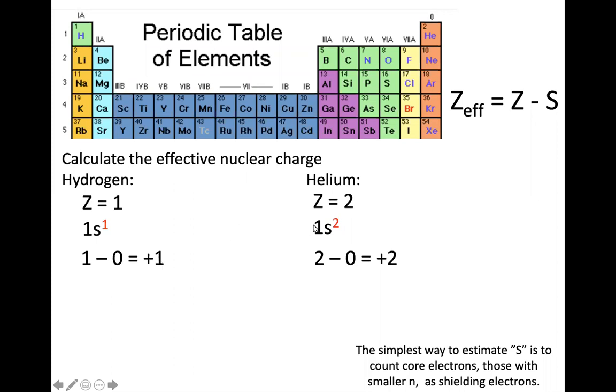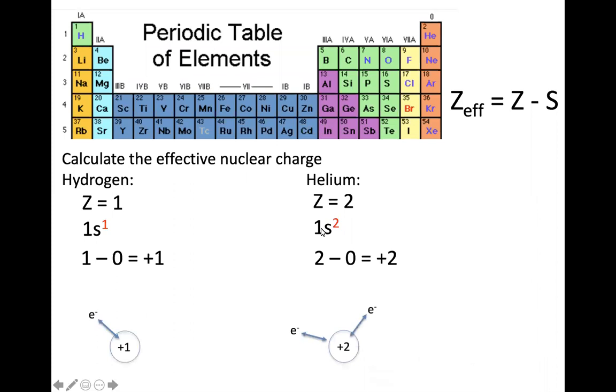For helium, very similar, but now I have two protons. The electron configuration would be 1s2. The effective nuclear charge acting on either of those electrons would be: there are two protons, there are no shielding electrons, and it's +2. When I say no shielding, the simplest way that we can estimate the shielding is to count the electrons that have a smaller n value. There is no smaller n value than n equals 1. This would be sort of my picture for each.